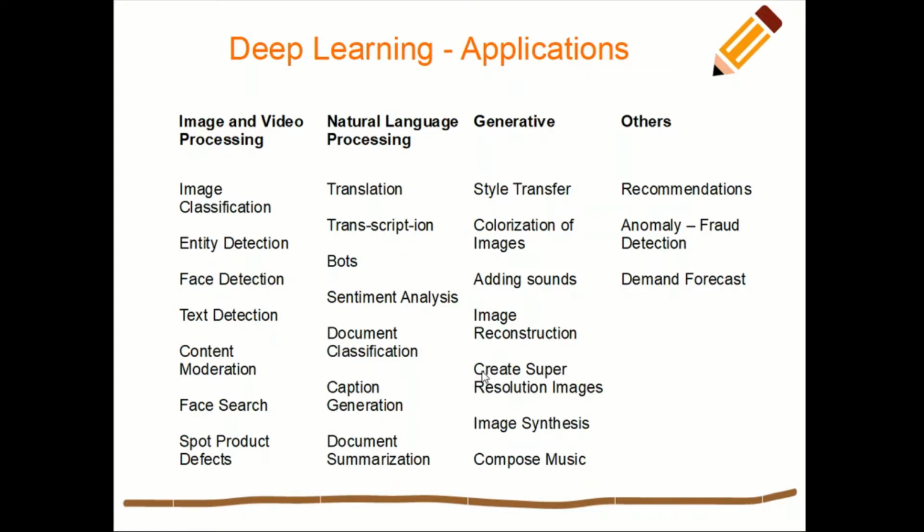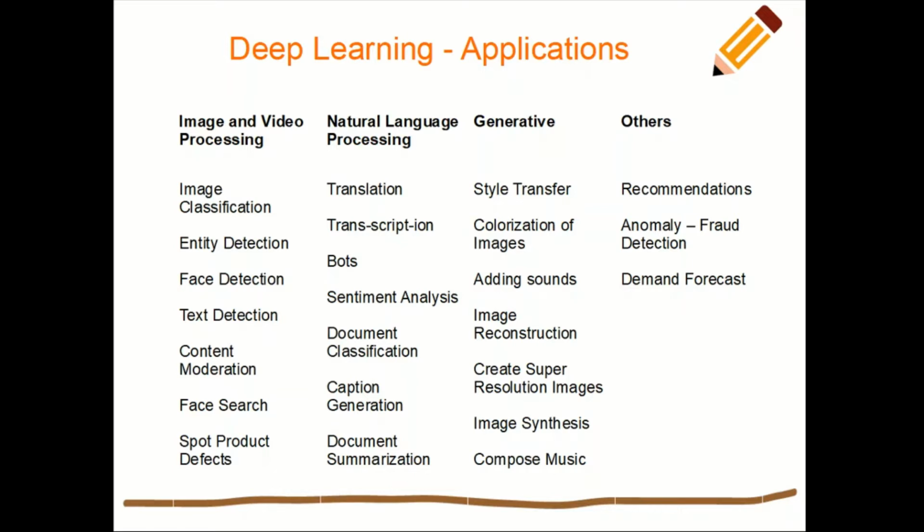We can do image reconstruction. If the image is damaged, then it can be reconstructed from the rest of the image. We can also create super resolution images. That means we have low resolution images, but how will that image look in higher resolution? So we can extrapolate using the generative networks. Image synthesis, so generating totally new kinds of images. The network will learn and then try to generate something on its own. There have been attempts to compose music also using generative networks.